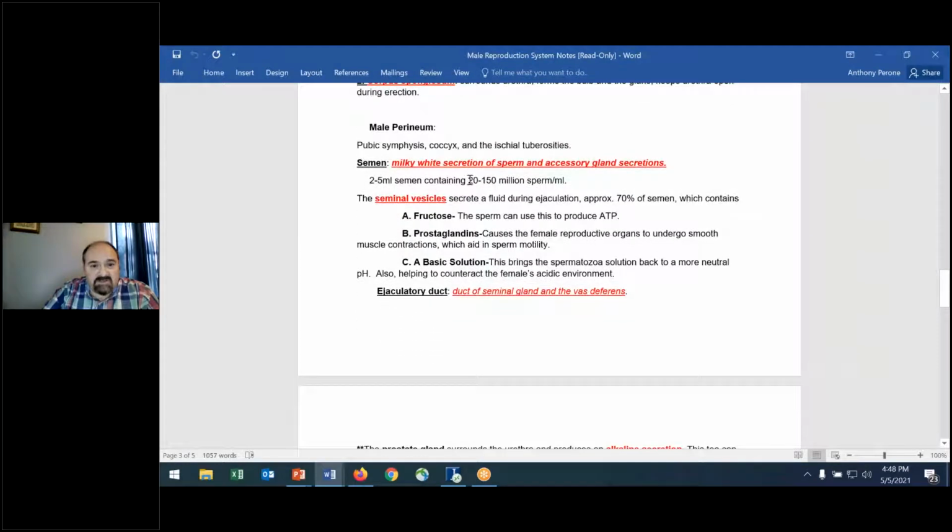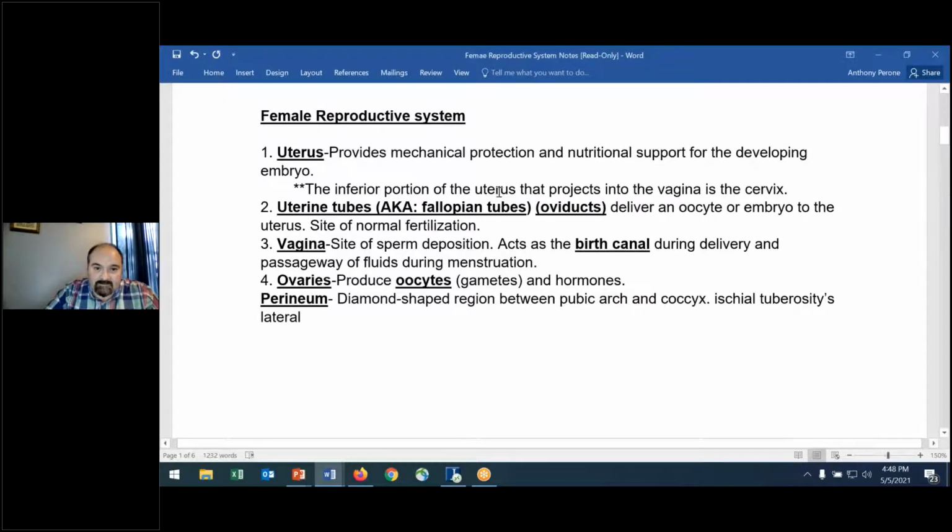Here we go. You'll see the pubic symphysis, right? You can palpate that. It's just superior to the private area for the male and female and your reproductive parts. So that pubic symphysis, that bone, you can palpate. You'll see also the coccyx and the ischial tuberosity. This creates an area where these structures are located. Now, for the female, you'll see a diamond-shaped region between the pubic arch and the coccyx, with the ischial tuberosities lateral, and we're going to have different structures present within.